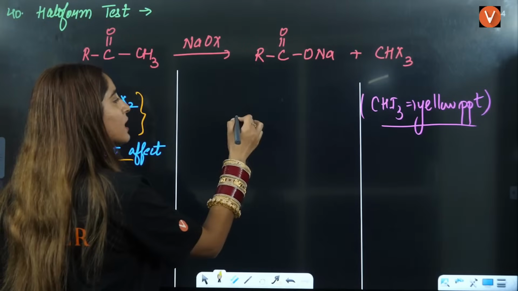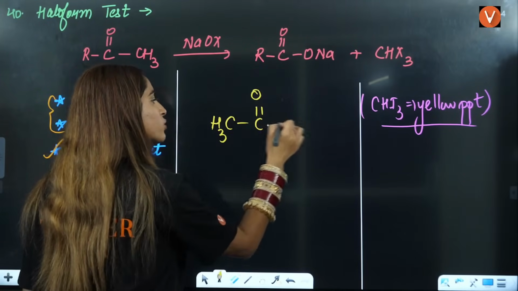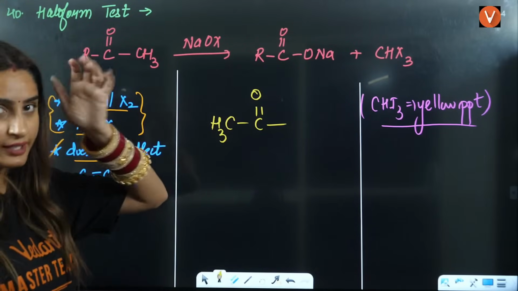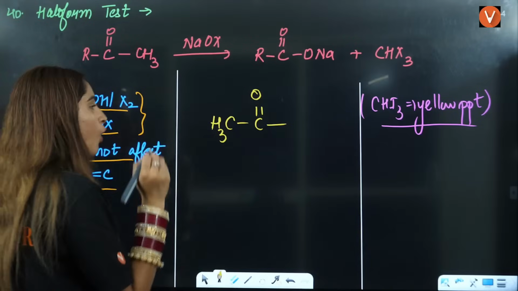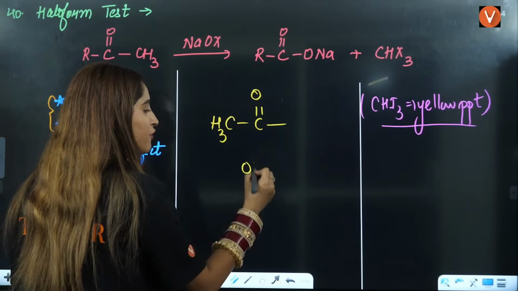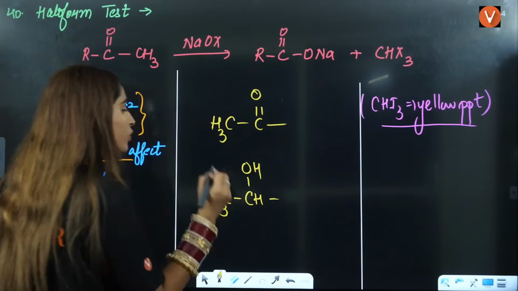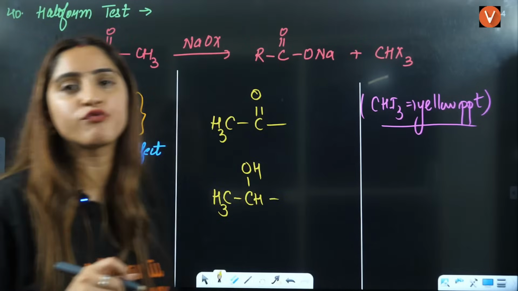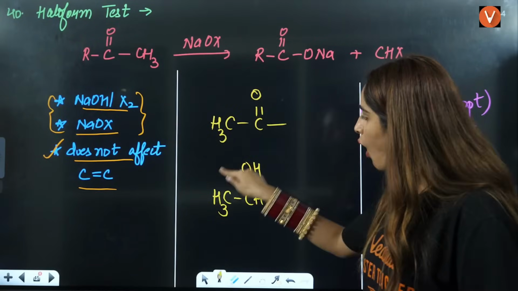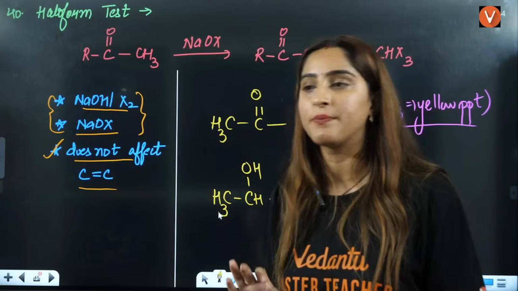So, if you have an aldehyde or ketone which has this group, the methyl carbonyl group, then it will give the test. Or if you have an alcohol which has this kind of group, that will give you the positive test for iodoform. So you need to have either this group, or for alcohols this group, only then will the iodoform test be given.